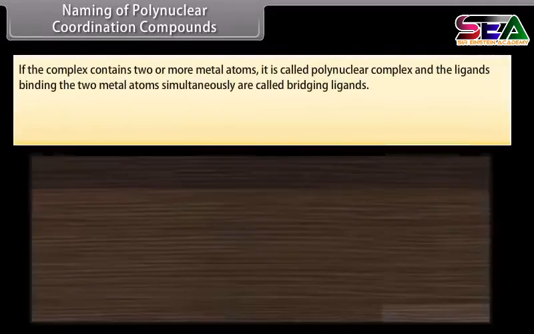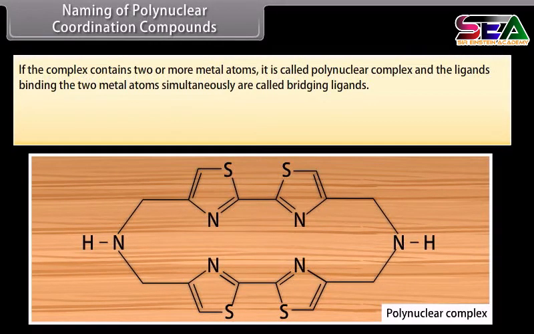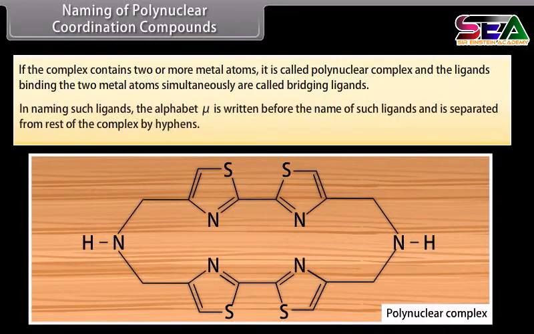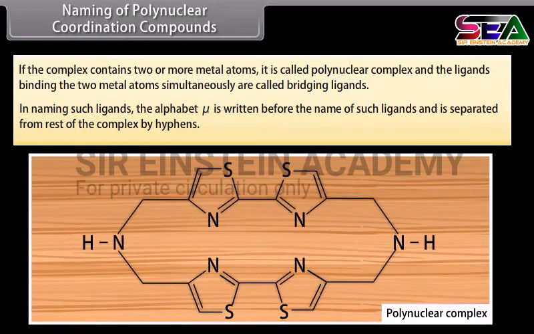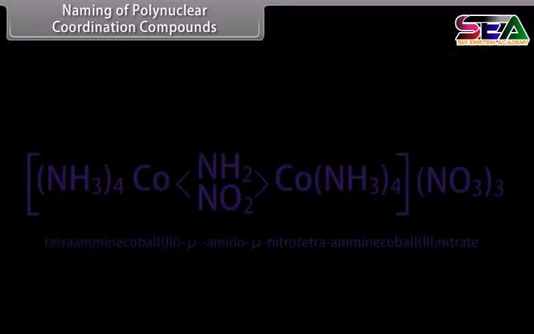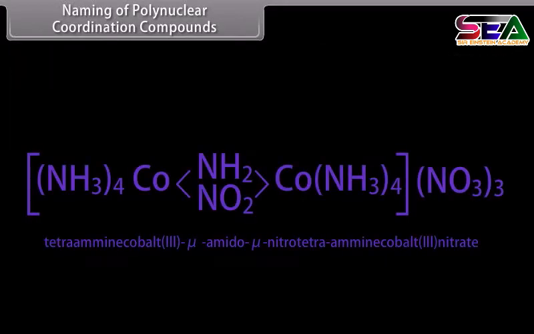Naming of polynuclear coordination compounds. If the complex contains two or more metal atoms, it is called polynuclear complex, and the ligands binding the two metal atoms simultaneously are called bridging ligands. In naming such ligands, the Greek letter mu is written before the name of such ligands and is separated from the rest of the complex by hyphens. For example, this coordination compound is named as tetraammine cobalt(III) mu-amido mu-nitro tetraammine cobalt(III) nitrate.